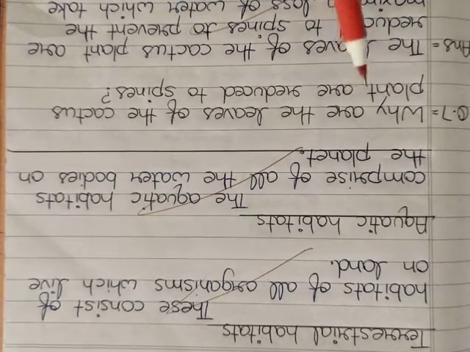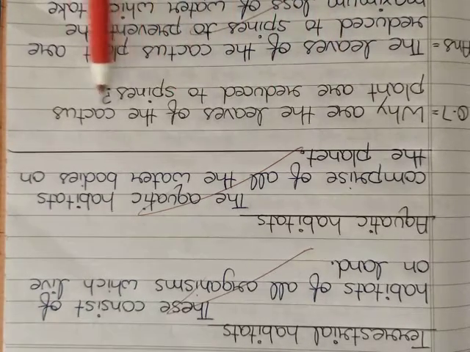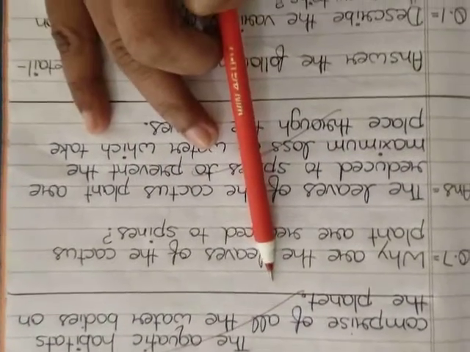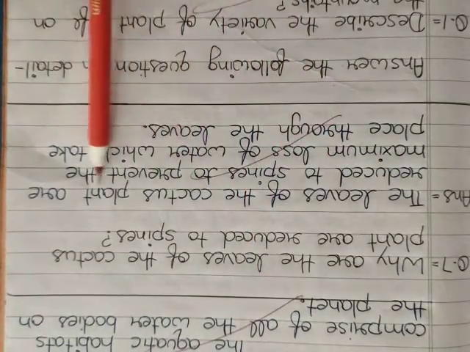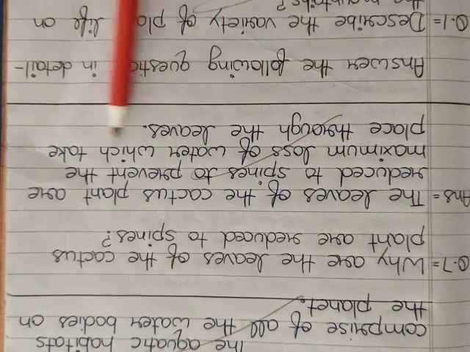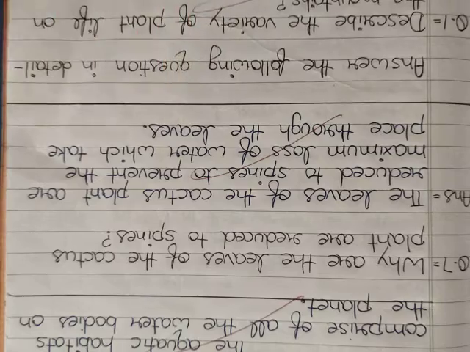Next question is, why are the leaves of the cactus plant reduced to spines? Answer is, the leaves of the cactus plant are reduced to spines to prevent the maximum loss of water which takes place through the leaves.